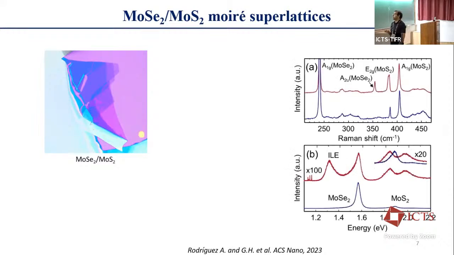Now, if we measure the property of this heterostructure, if we measure the Raman spectra, we basically see two different layers lying one after the other. And if we measure photoluminescence in this heterostructure, where this is only blue color, we see that the two different layers are emitting independently.